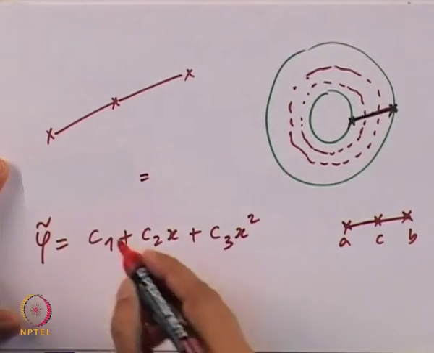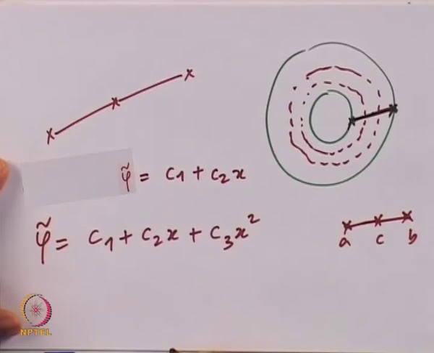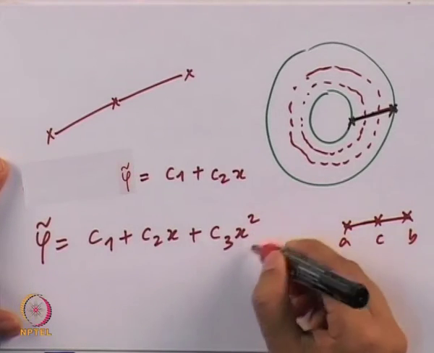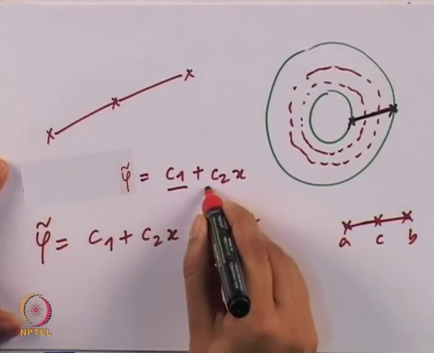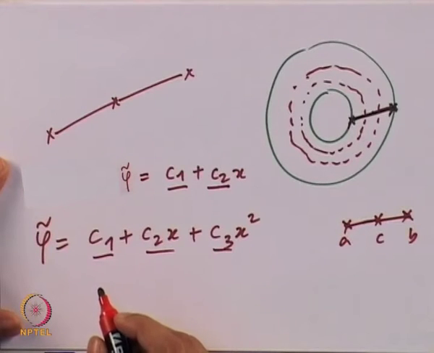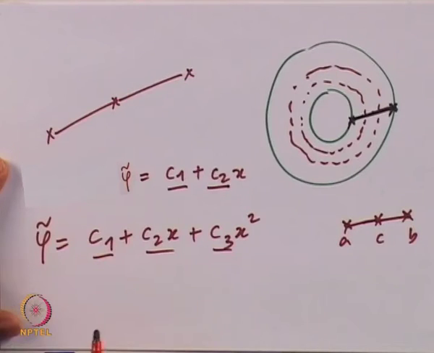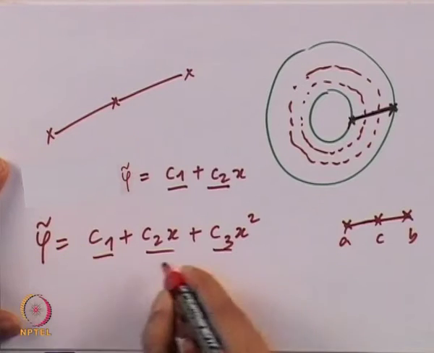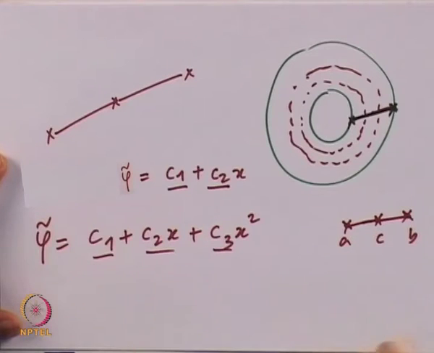If I write this in the same notation, for the first problem we had C1 plus C2 x. What I have done is added one more term for the higher order function. So now, instead of 2 parameters, we have 3 parameters for higher order. Once again we would like to express the voltage that we are computing in terms of the nodal voltages and the basis functions. So we are going to call this the basis function, and we are going to write them for different elements.